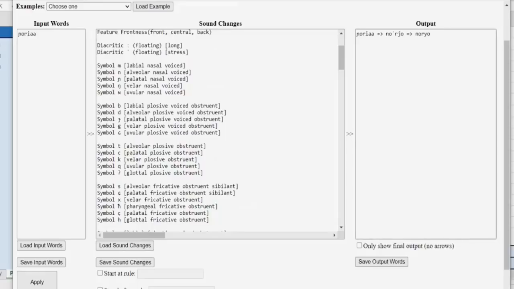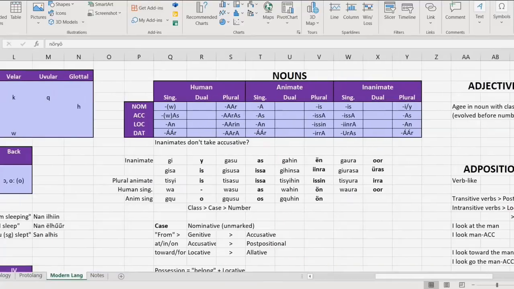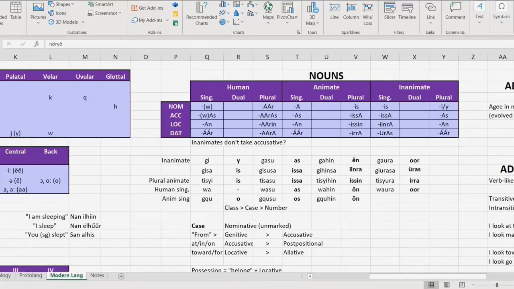For now, I'm just going to stick with using the palatal nasal and going with norio. And if there's something wrong with the sound changes, then I'll fix that up, and that should hopefully become norio. Or if there legitimately is something going on that makes that impossible, then I'm happy to just stick with norio. That's also fine. But of course, that is just the nominative form, because now we have to apply the case marking as well.